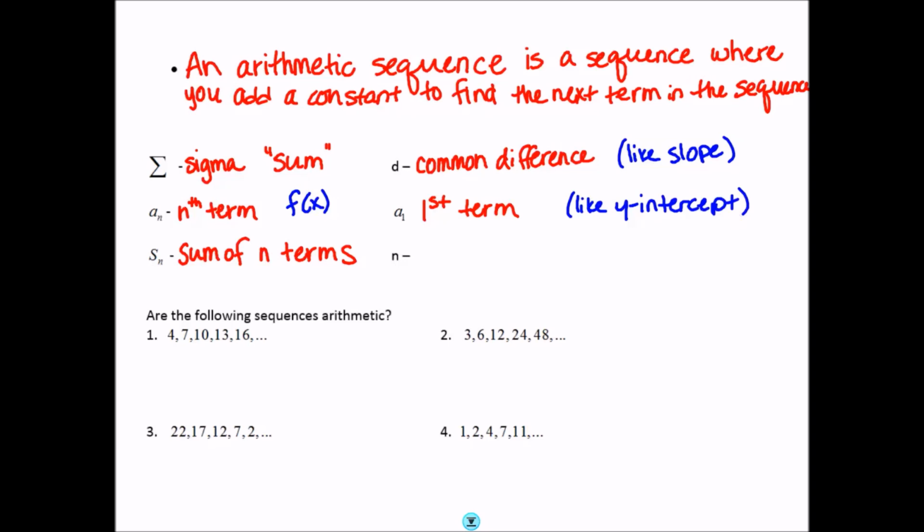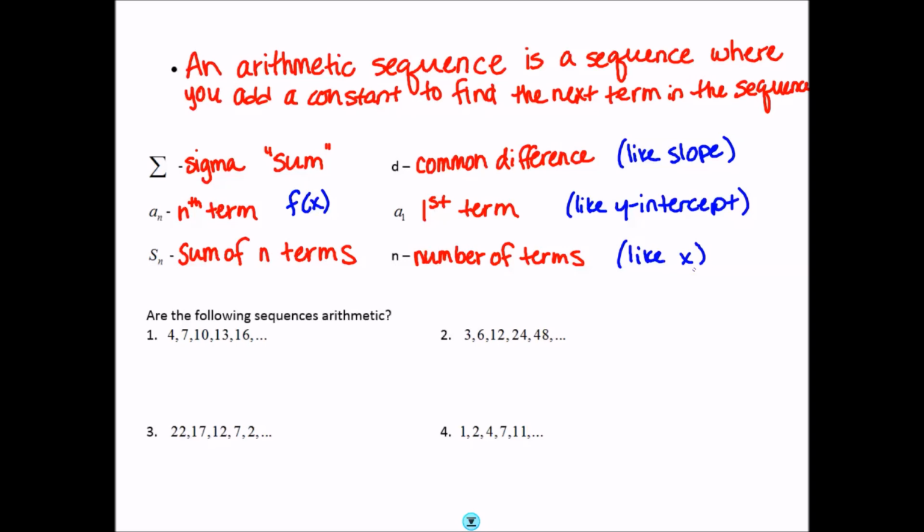And n is the number of terms. For example, if I ask you to find a sub 5, that is the fifth term, then you would plug 5 in for n in the formula. So this is just like x in our linear equations.